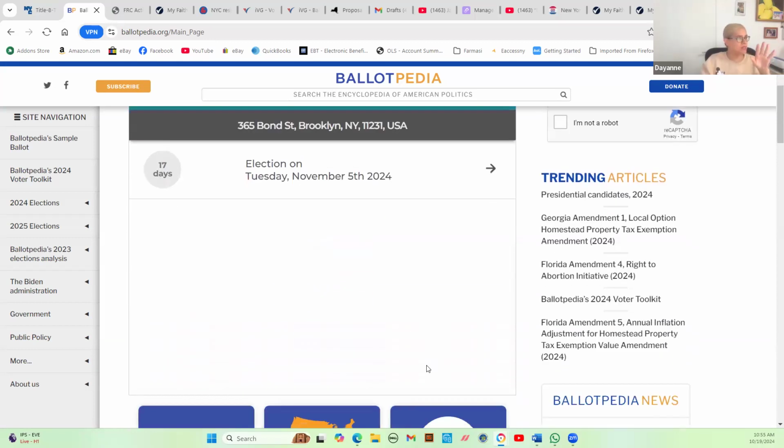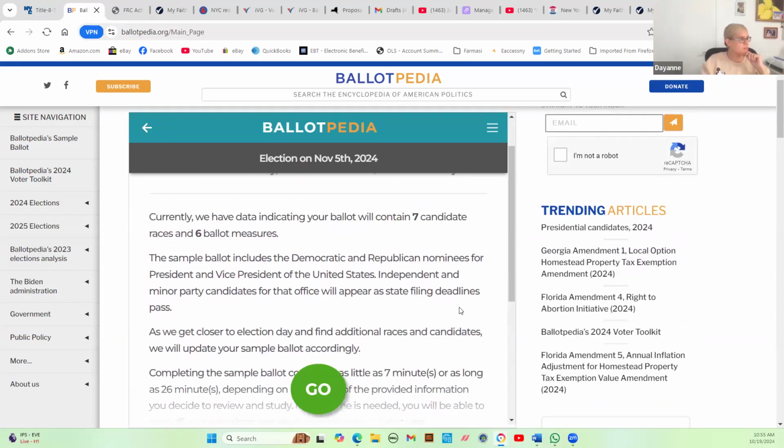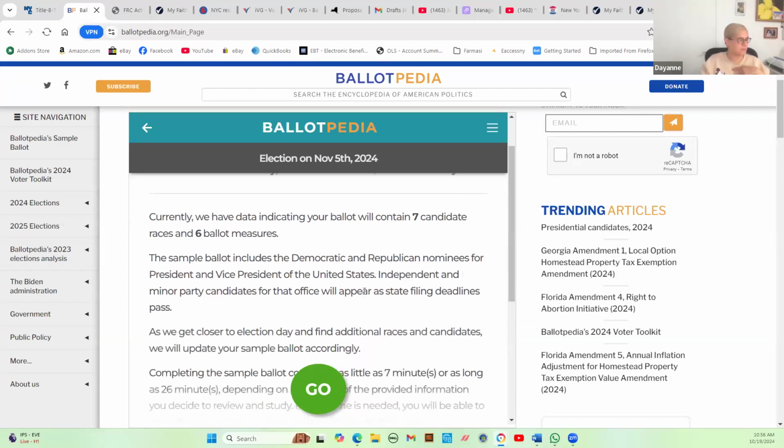So automatically when I click on submit, it tells me there's 17 days left to the election on Tuesday, November 5th. So let's click on that. And this is what your sample ballot is gonna look like. So right now, based upon the address I put, it says we have data indicating your ballot will contain 7 candidate races and 6 ballot measures, okay?